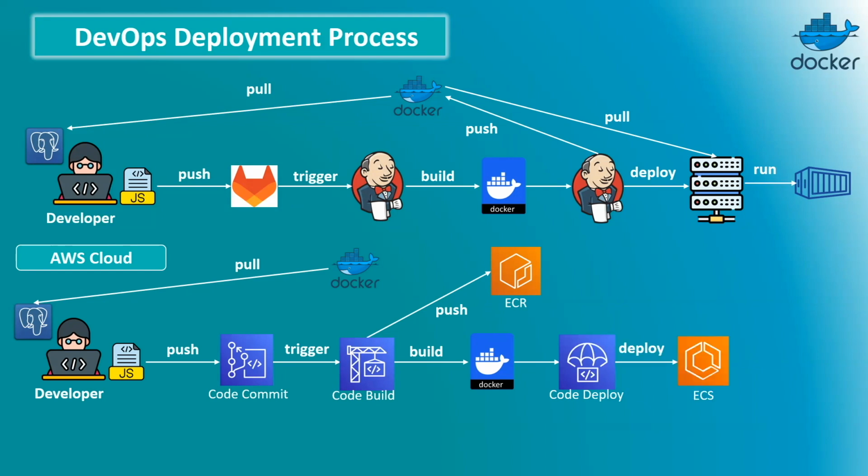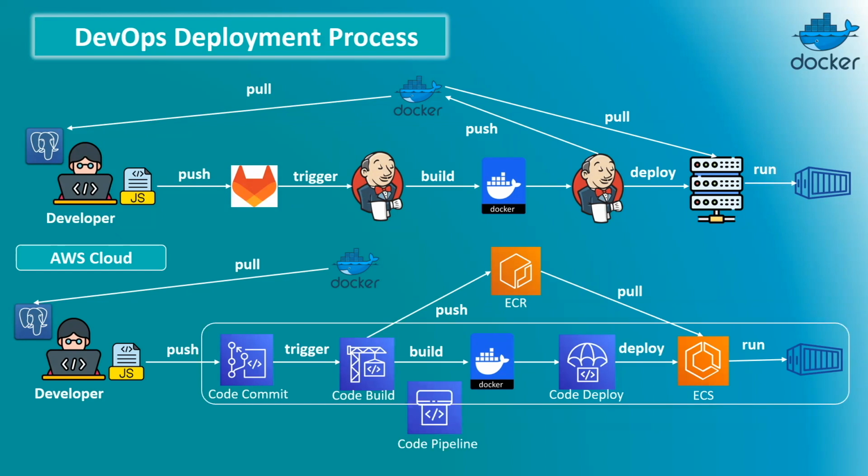Code Deploy will deploy the application in ECS or AWS Fargate. First, it will pull the Docker image from ECR and then run the Docker image to deploy the application as a container. For the entire CI/CD orchestration process, we can utilize AWS CodePipeline.